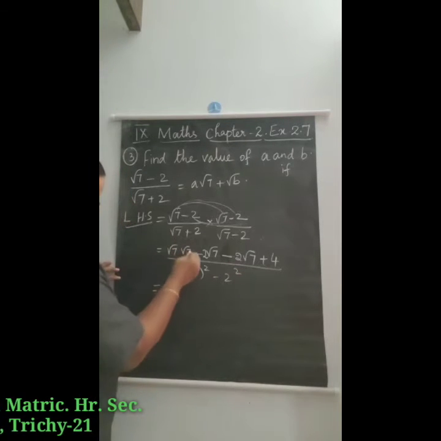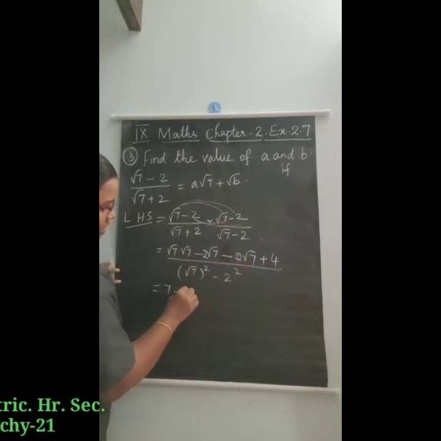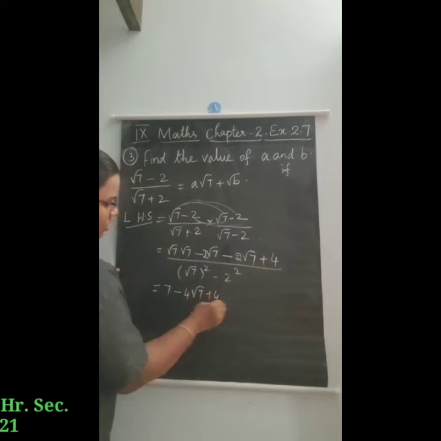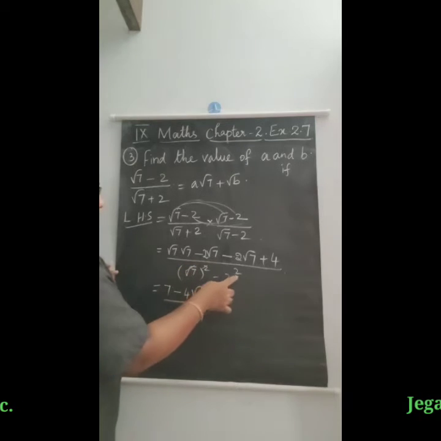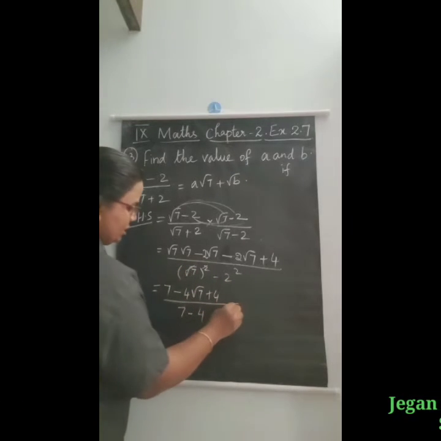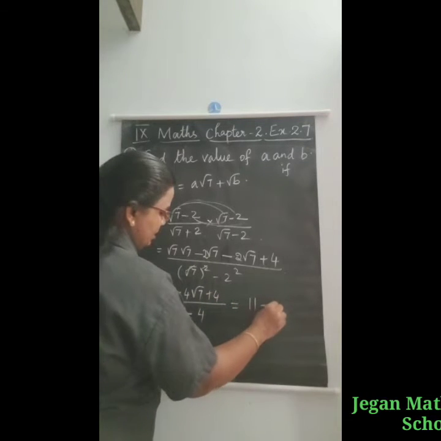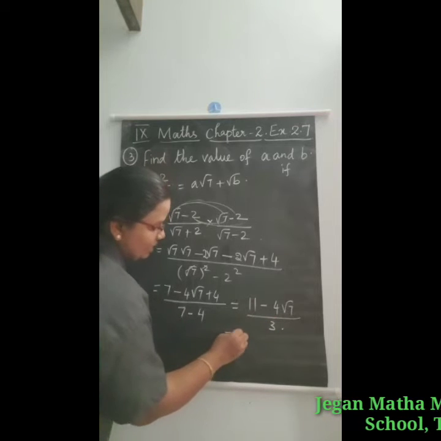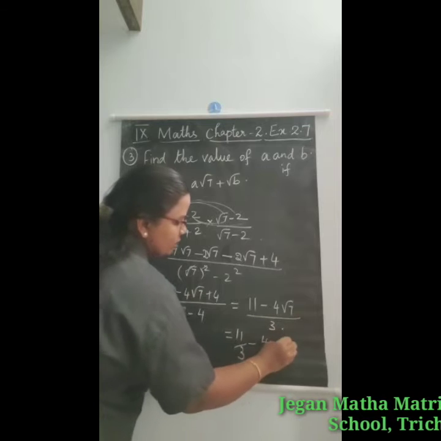So that is equal to here 7 minus 2 minus 4 root 7, here plus 4, divided by 7 minus 4, because the root will be cancelled. Here 2 2s are 4, 7 minus 4. So that is equal to 7 plus 4, which is 11, minus 4 root 7, divided by 3. So we have to take it as 11 by 3 minus 4 by 3 root 7.